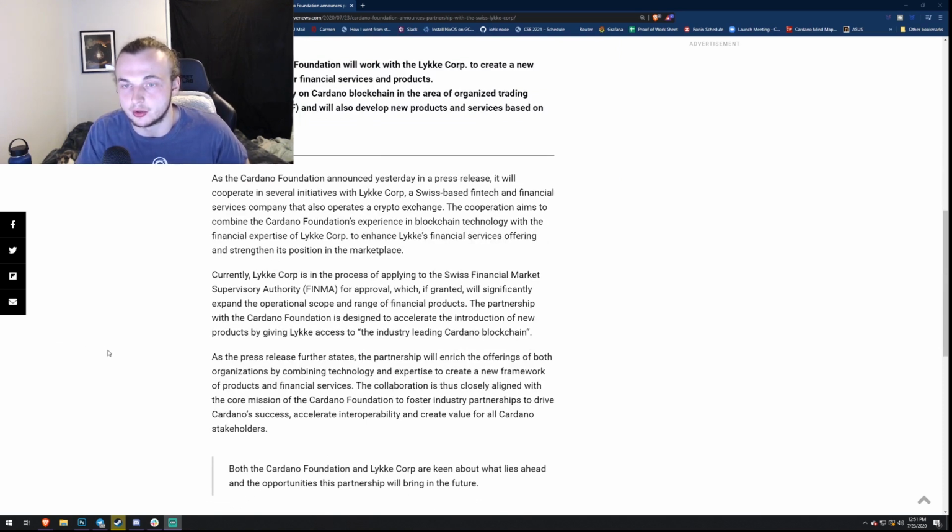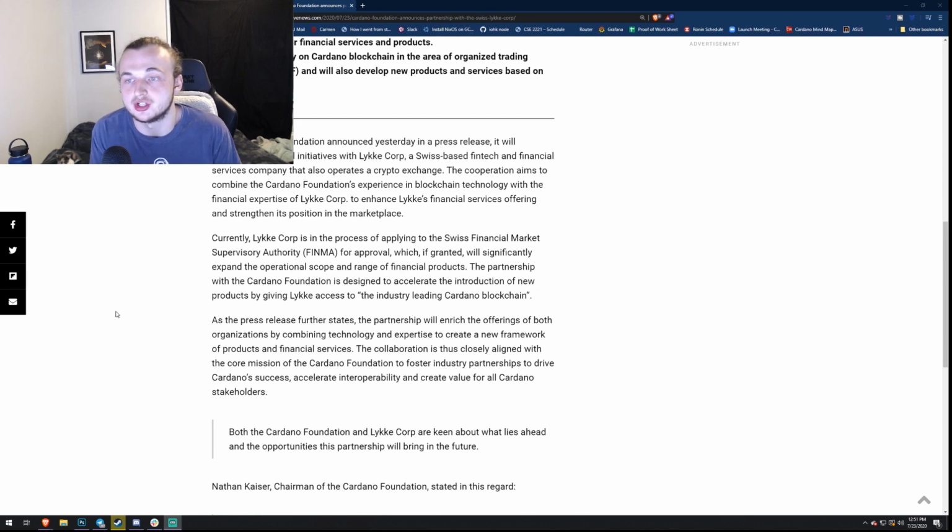These partnerships are what will help build Cardano and bring a greater user base to Cardano. So as the Cardano Foundation announced yesterday in a press release, it will cooperate with several initiatives with Like Corp, a Swiss-based fintech and financial services company that also operates a crypto exchange. The cooperation aims to combine the Cardano Foundation's experience in blockchain technology with the financial expertise of Like Corp to enhance Like's financial services offering and strengthen its position in the marketplace.